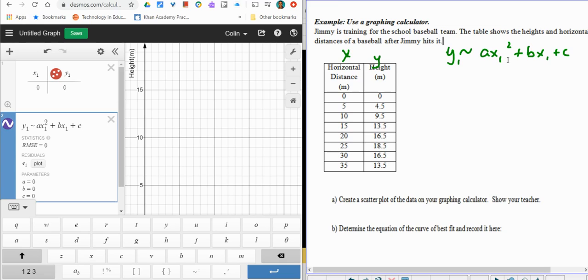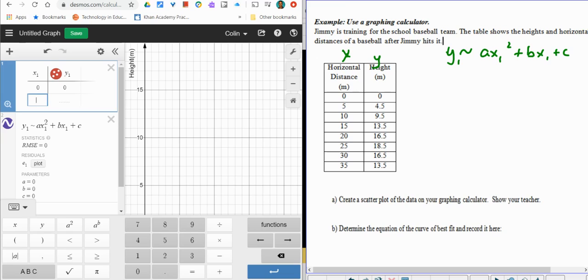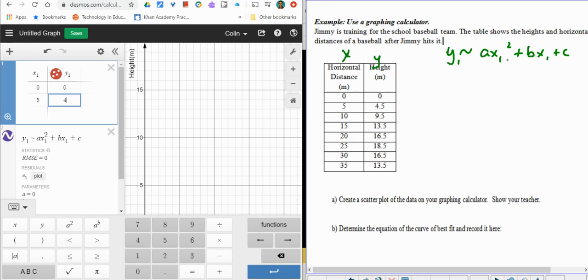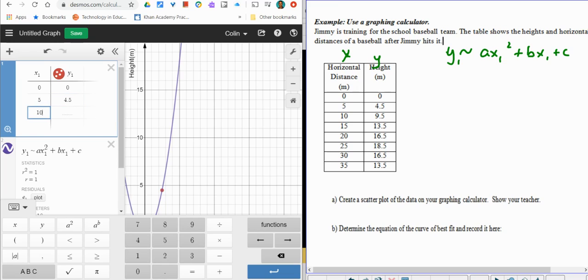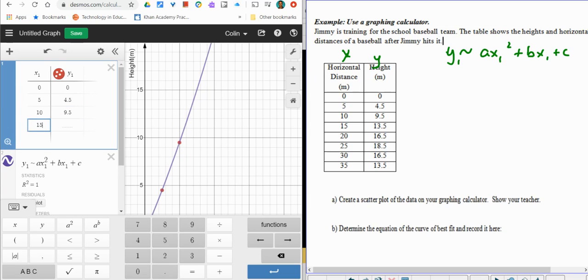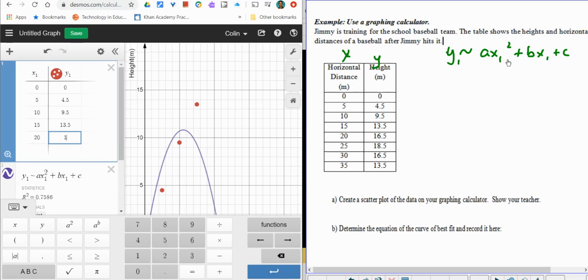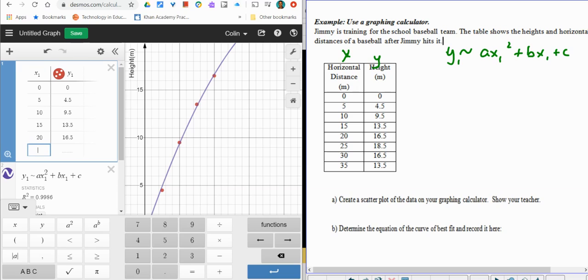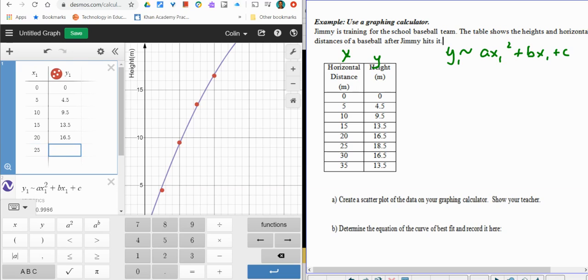Okay. So right now it's telling us our a, b, and c are 0, 0, 0 because that's all the information we have. So let's go above here, back to this box. And now we just do our numbers. So 5 and 4.5. 10 and 9.5. 15 and 13.5. 20 and 16.5.